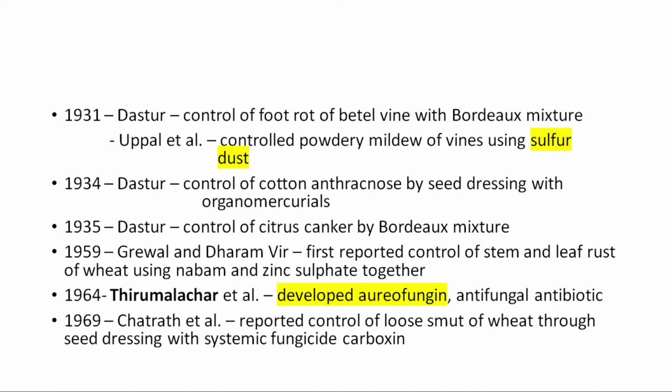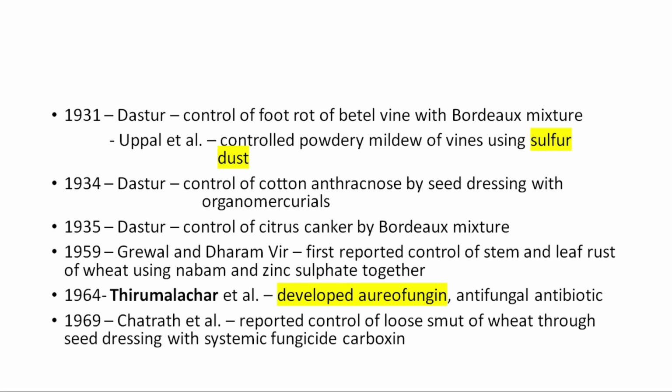Many copper compounds are effective as bactericides, like copper sulfate, copper hydroxide, copper oxychloride. Then in 1959, Gruel and Dhorambir first reported control of stem and leaf rust of wheat using nabam and zinc sulfate together. Nabam is also another sulfur fungicide. We'll discuss this in other presentations. In 1964, Thirumalachar developed one antifungal antibiotic, oreofungin.